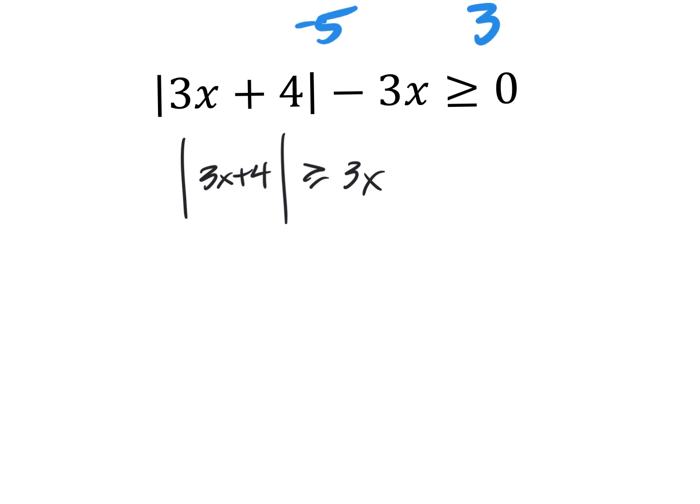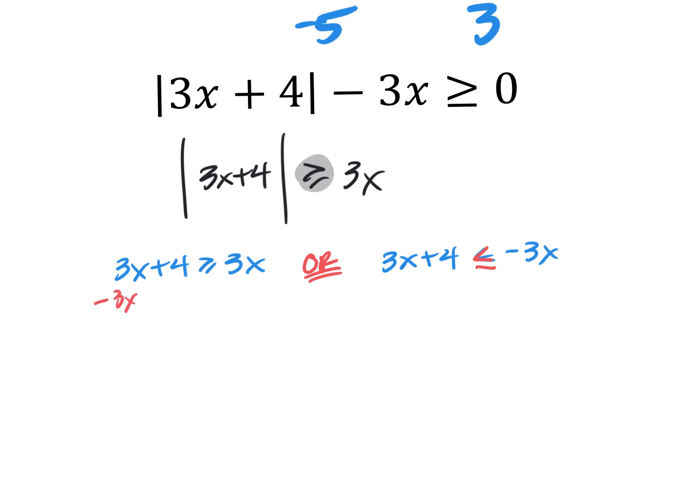Yep, please do that. All right, so you got 3x plus 4 is greater than or equal to 3x, and 3x plus 4 is less than or equal to negative 3x. Love it. What word do you want me to put in between? Or. Great, or. I love that. Thank you so much. You thought you were done. Keep going. Well, to simplify the first one, it's just 4 is greater than or equal to 0.